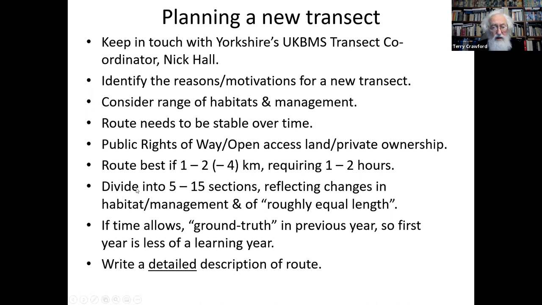You're then recommended to divide the route into 5 to 15 sections, reflecting changes in habitat or management and of roughly equal length. Now, I put that in inverted commas because the first criterion is reflecting changes in habitat and management. Well, it's very difficult then to get them of roughly equal length. And I know certainly for the two transects that I've been involved in, they're nowhere near roughly equal length.